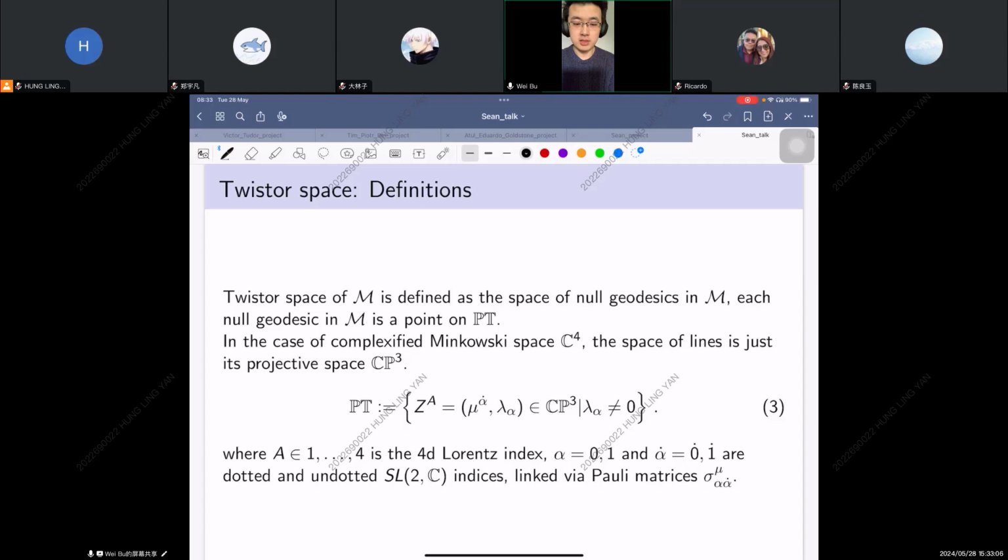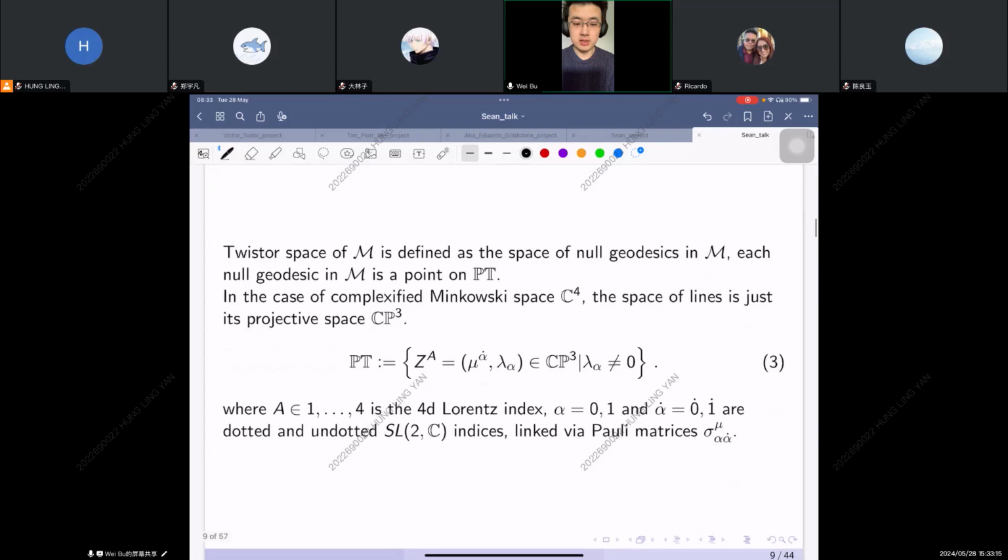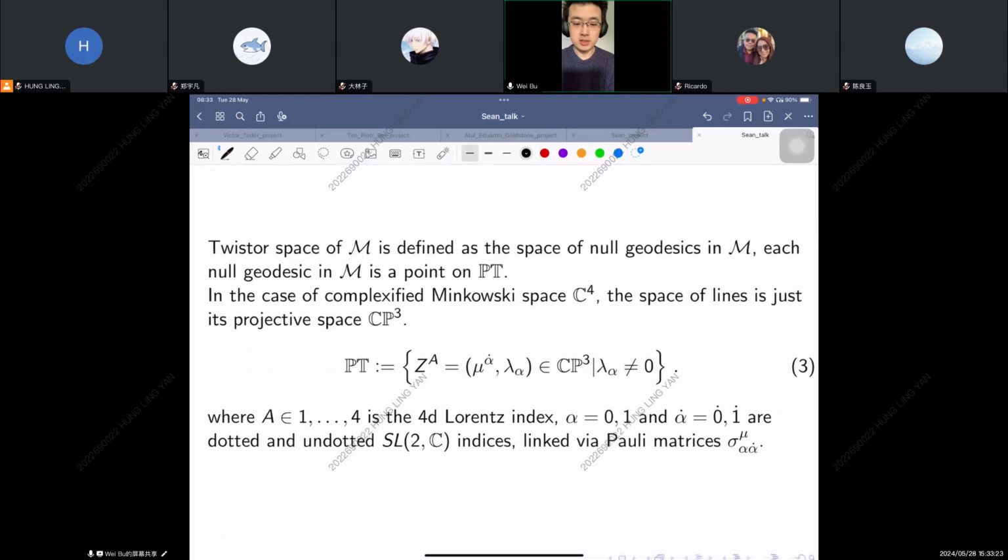So in the particular case of complexified Minkowski space C4, the space of null lines is just projective space, CP3. And so PT is defined as a subspace of CP3. CP3 you can think about in the following way. I have, starting with 4 complex coordinates, I'm calling them mu alpha dot and lambda alpha. Here alpha dot goes from 0 to 1. They're SL2C indices. They're linked to the original Lorentz index through a Pauli matrix.